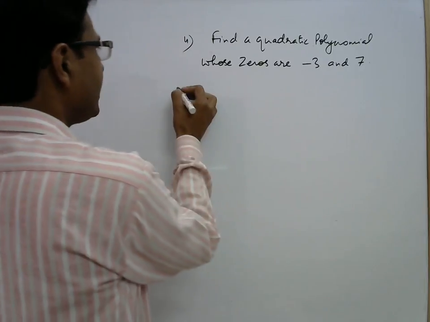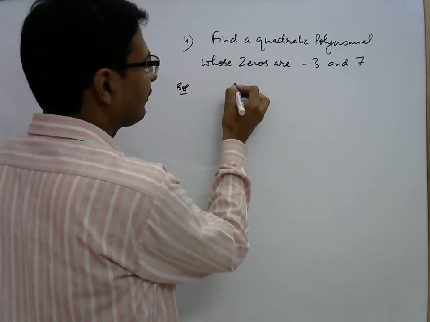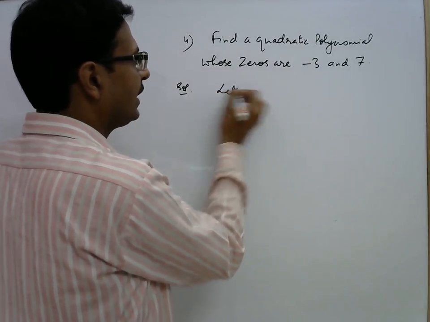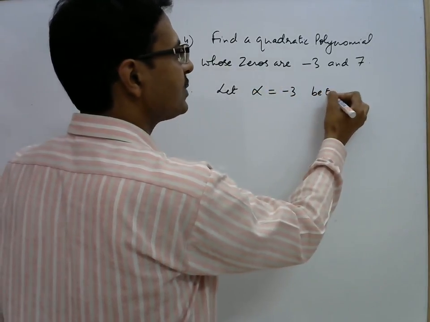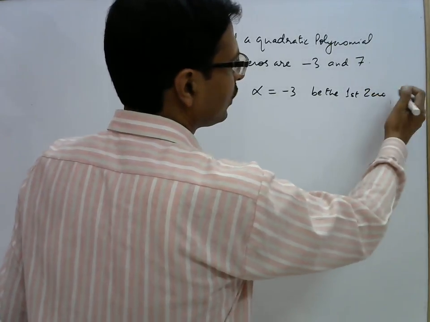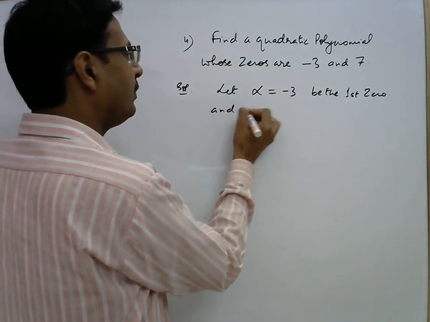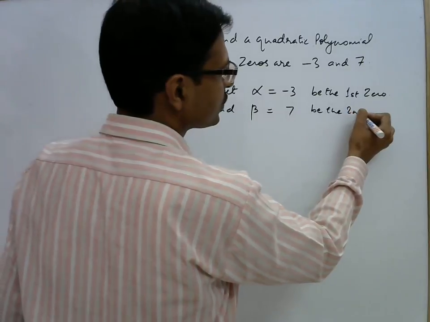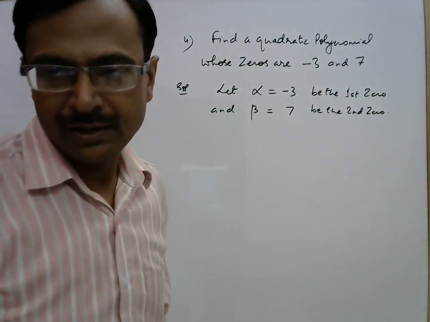Now in the solution, what you need to do is just take the first zero. Let alpha is equal to -3 be the first zero. So the two zeros are given. So I am assuming that the first zero is alpha and beta equal to 7 be the second zero. So I will assume the two zeros to be alpha and beta.